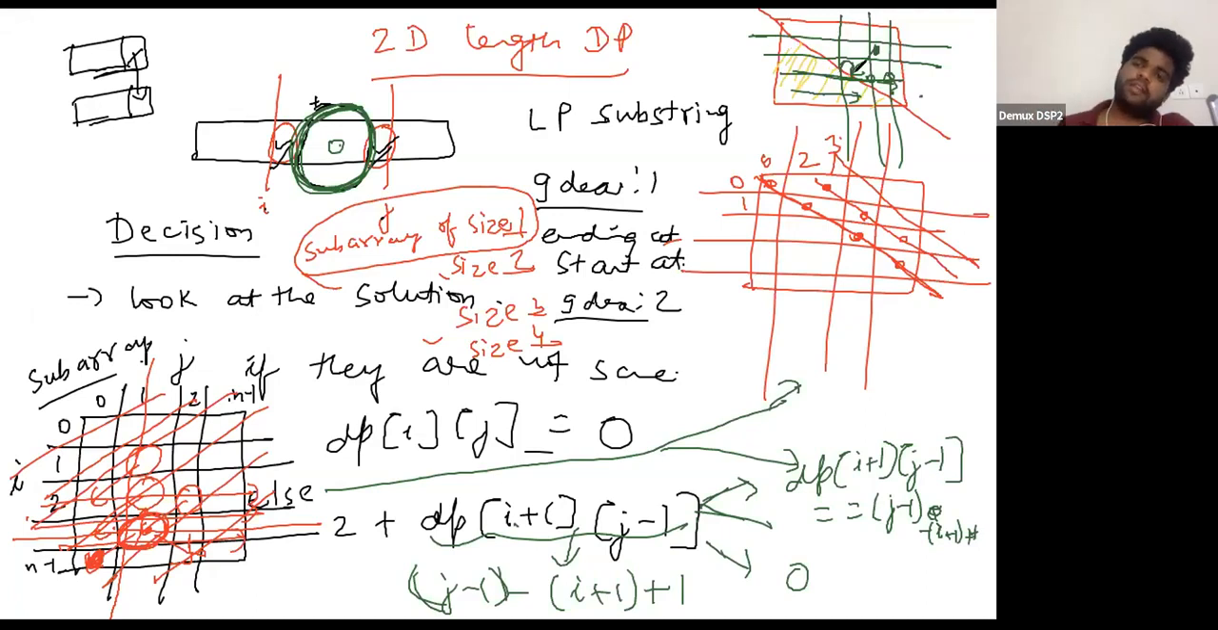Anything which comes in this yellow part, I will ignore. I will just skip. I will check: if i is less than j, skip. Continue. I will not populate.